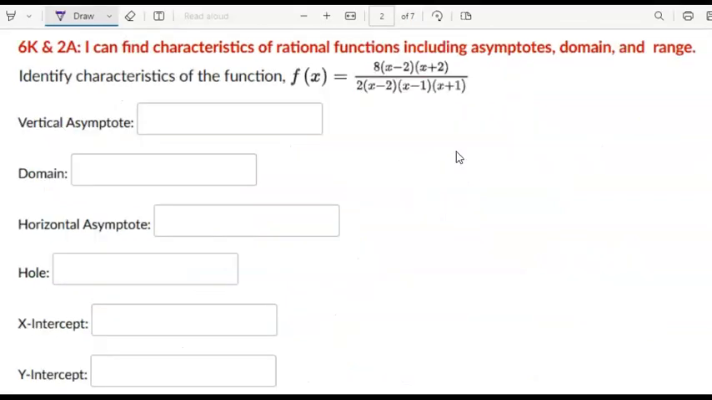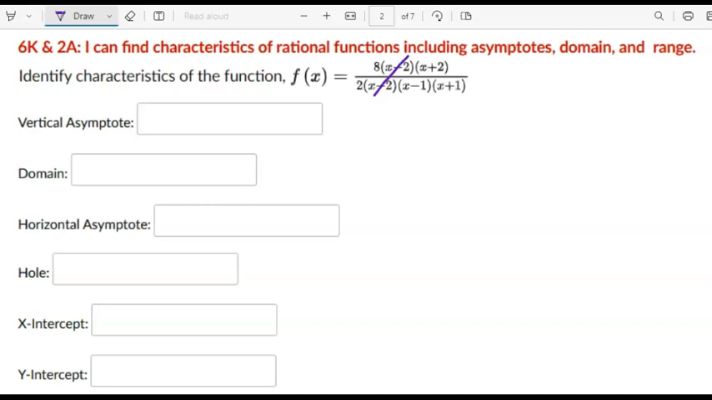I can find characteristics of rational functions including asymptotes, domain, and range. Identify characteristics of the function f of x equals 8 times x minus 2 times x plus 2 all over 2 times x minus 2 times x minus 1 times x plus 1. Alright, the first thing you want to do is try to simplify this.